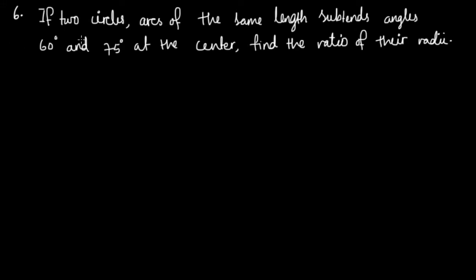If two circles, arcs of the same length, subtend angles 60 degrees and 75 degrees at the center, then find the ratio of their radii. So let's draw two circles first.